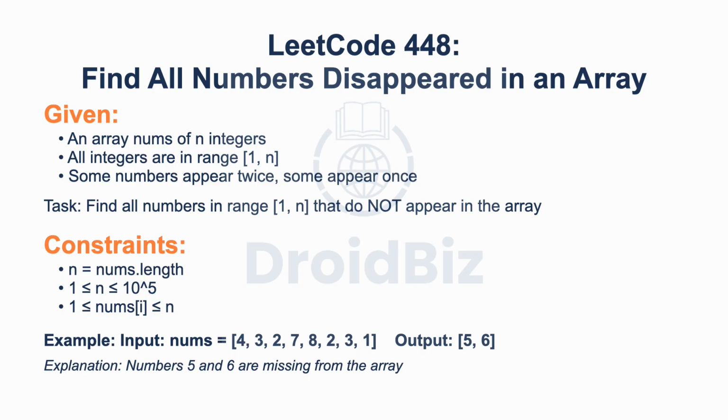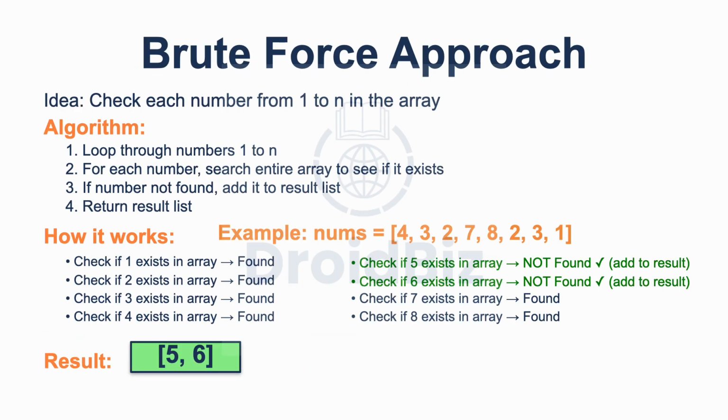Now that we understand the problem, let's explore efficient solutions. We'll cover 3 approaches with an evolution from brute force to optimal. Let's explore the brute force approach first. The idea is simple. Check each number from 1 to n in the array. Here's the algorithm. First, loop through numbers 1 to n. For each number, search the entire array to see if it exists. If the number is not found, add it to the result list. Finally, return the result list.